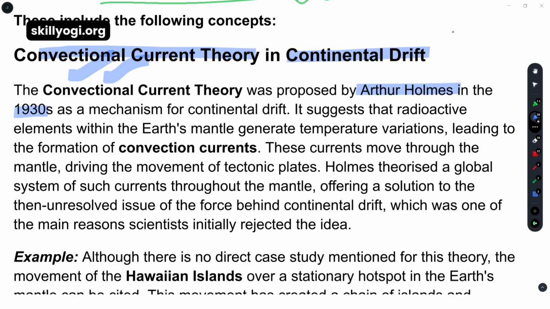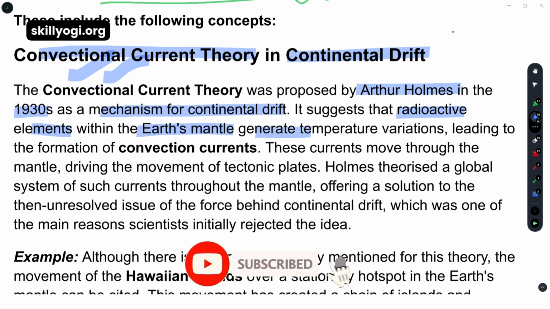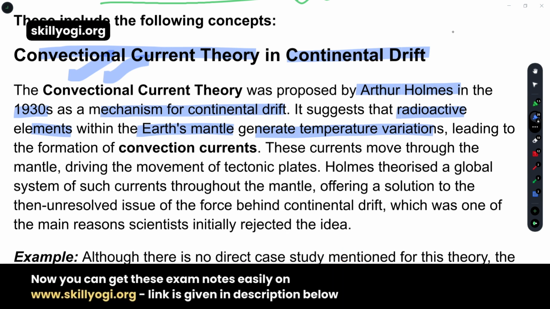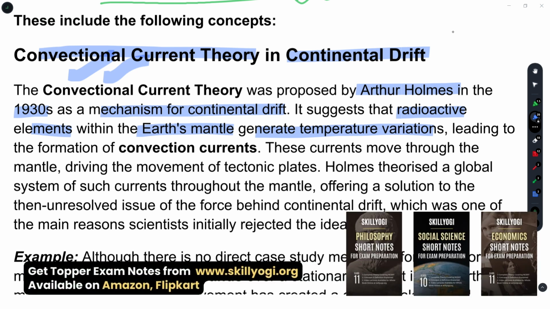This information, just now I gave you as a mechanism for continental drift. And what does it suggest to us? That the radioactive elements within the Earth's mantle generate temperature variations. In different places we have temperature variations. We know that as per the latitude and altitudinal variations, we have temperature variation. But there is another reason: radioactive elements are also present over the earth surface, and within the earth mantle they generate temperature variations in different places, leading to the formation of convection currents.